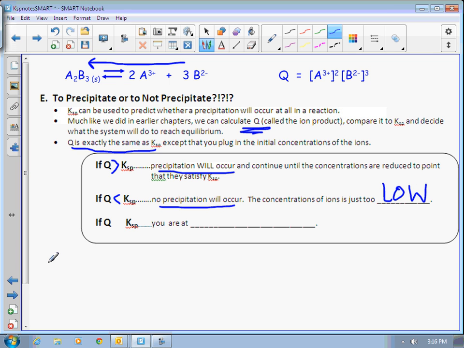And finally, the perfect situation: what if Q equals KSP? That means you have just the perfect amounts of ions and you are at equilibrium, which really means you have a perfectly saturated solution. Consequently, if Q is less than K, your ion concentrations are too low, and we would call this an unsaturated solution.